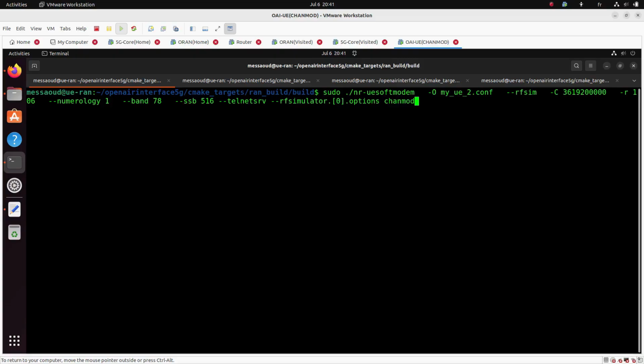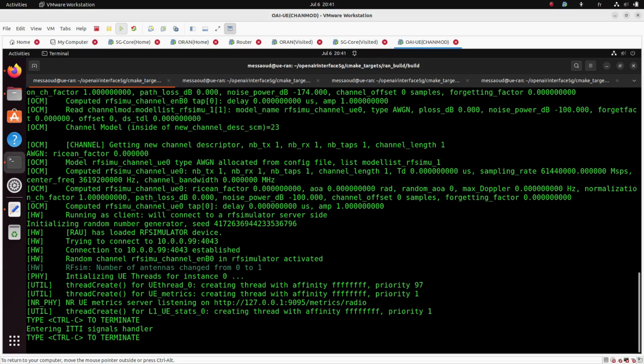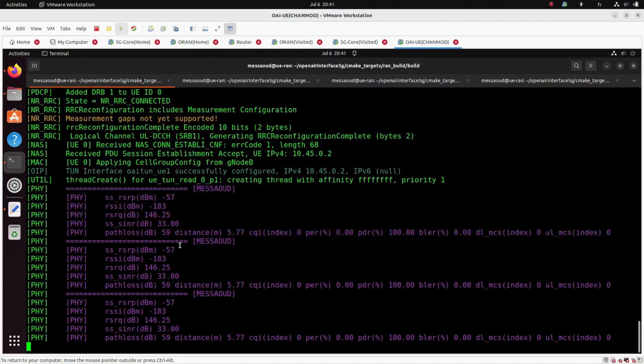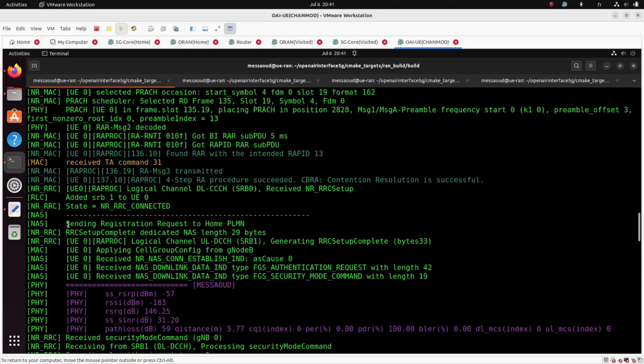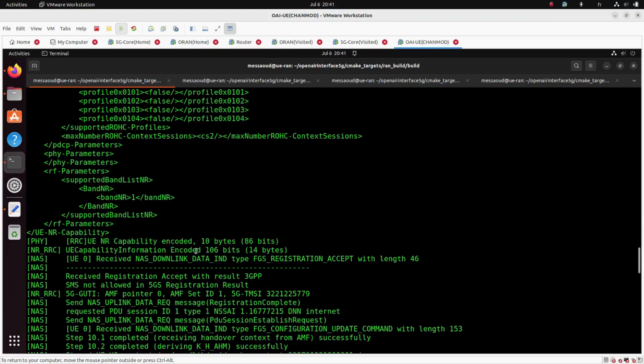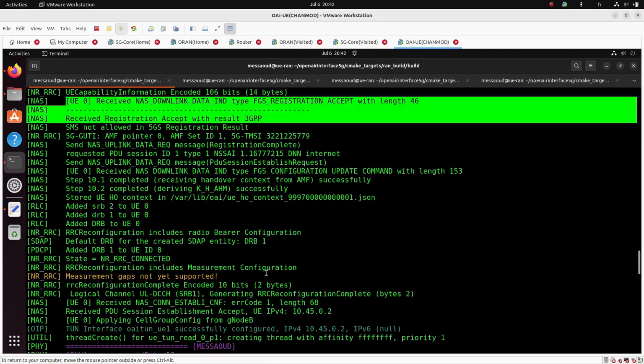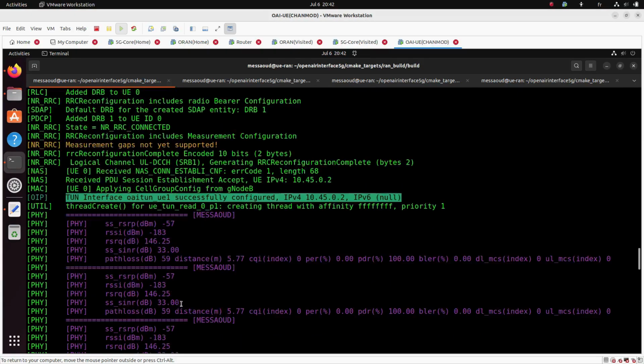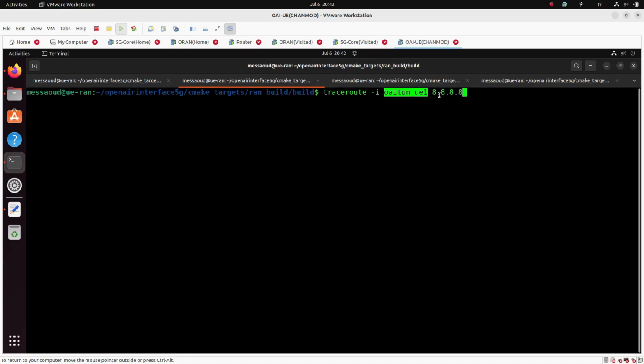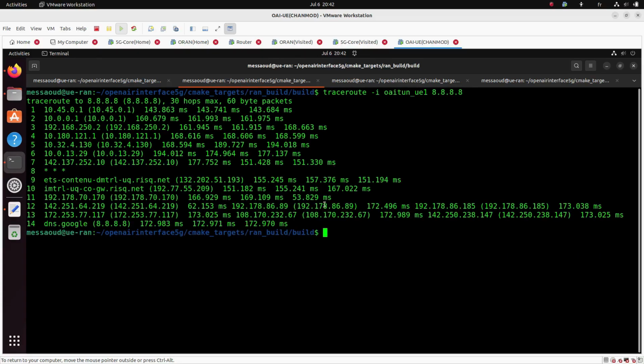The UE now connects to the home PLMN. We have the registration request, registration accept, response, and the tunnel interfaces. We verify the created tunnel interface with a traceroute command.